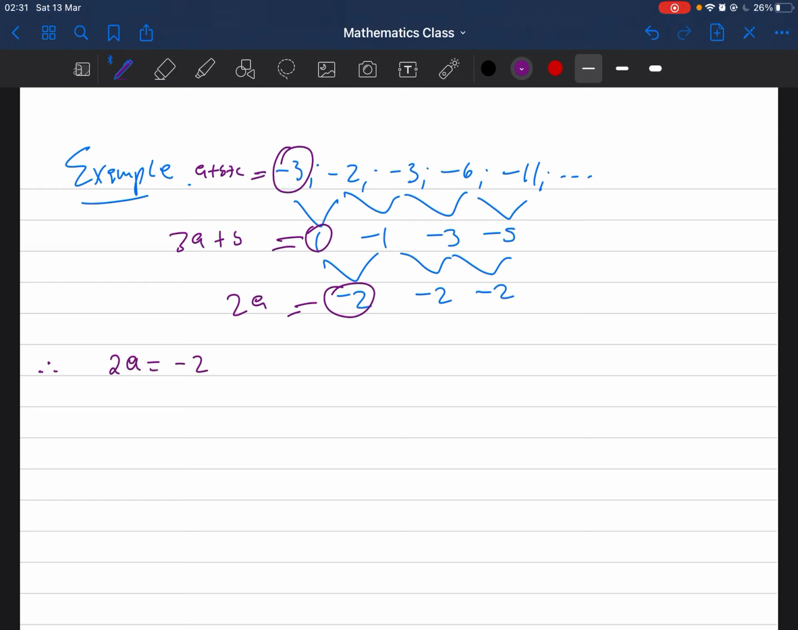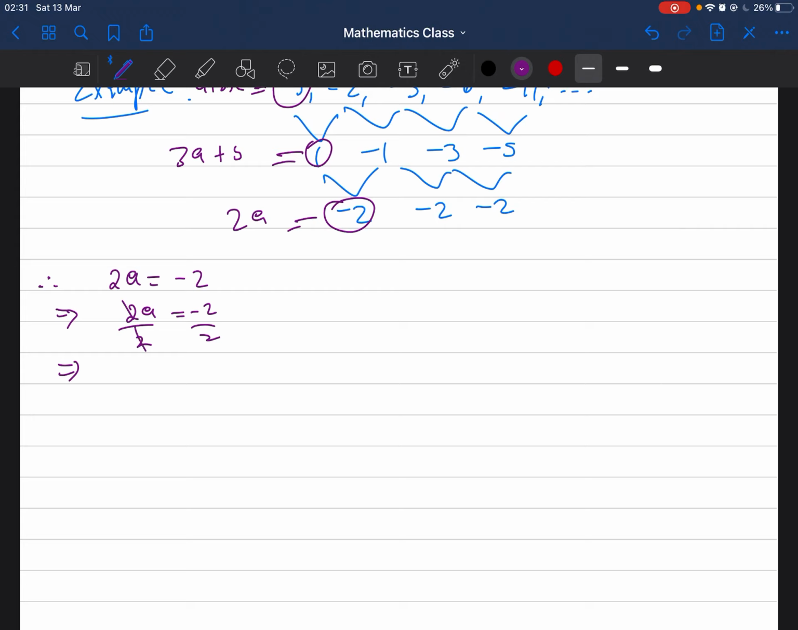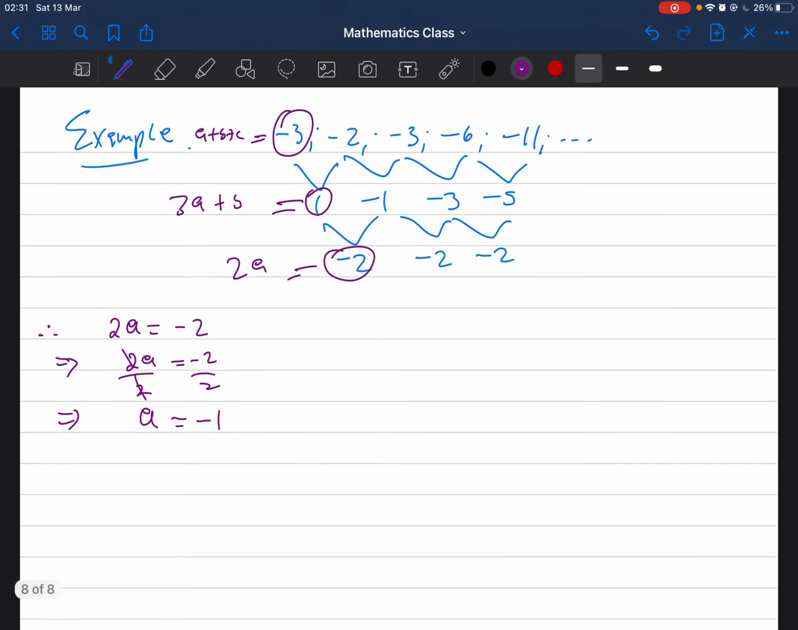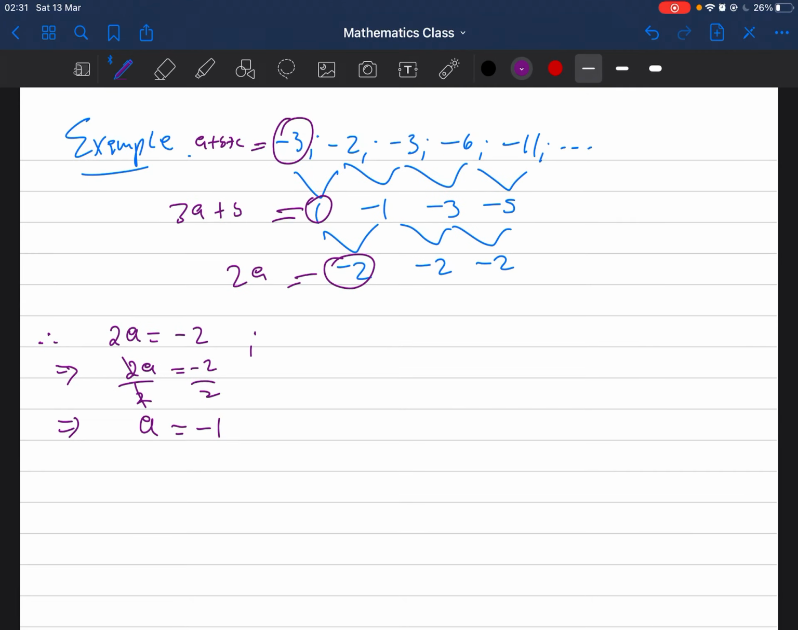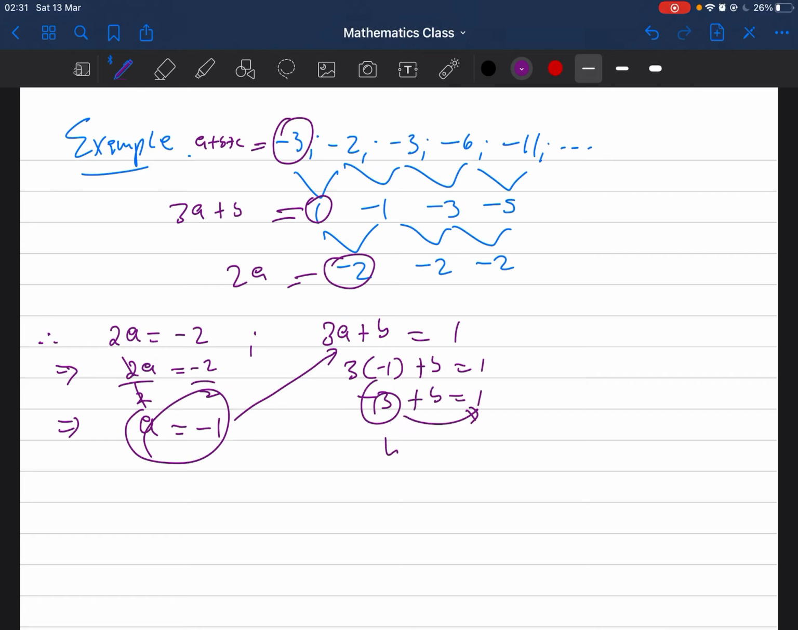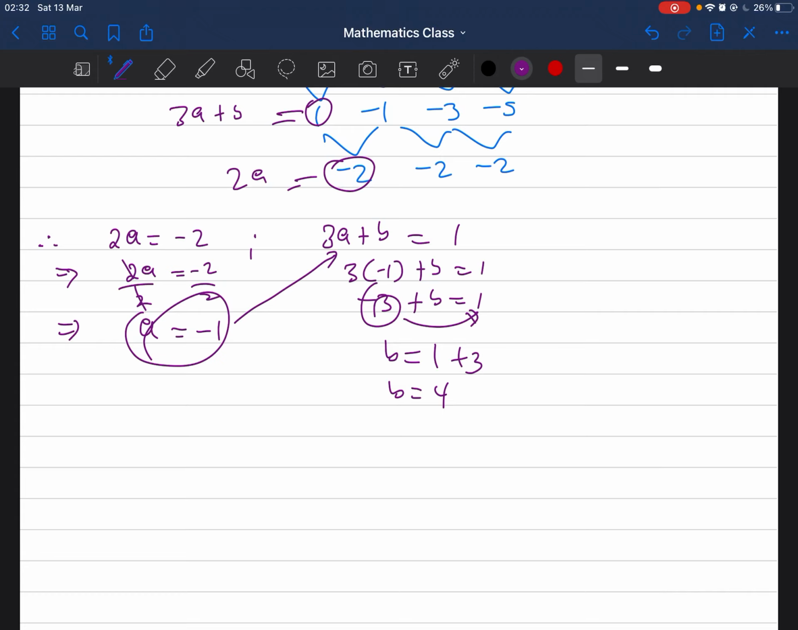So 2a is equal to -2, and from here you can solve for a. Divide by 2 on both sides, the 2s cancel, and you have a is equal to -2 over 2, which is -1. The second one is 3a plus b is equal to 1. You already have a, so substitute: 3 times -1 plus b is equal to 1. That's -3 plus b is equal to 1, so b is equal to 1 plus 3, which is 4.